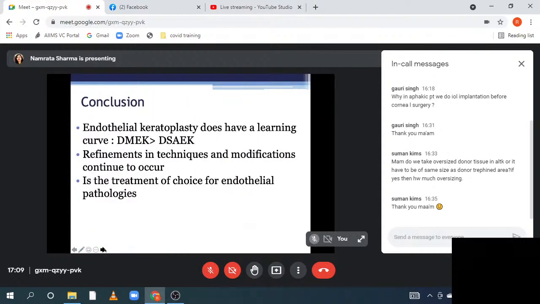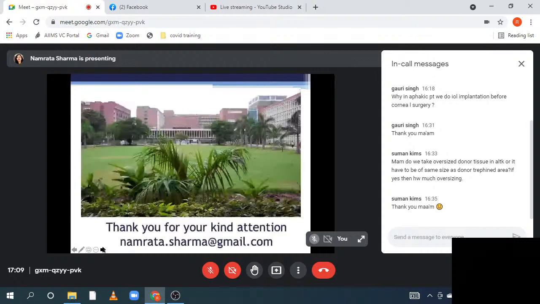So to conclude, endothelial keratoplasty does have a learning curve, and more so for DMEK than DSEK, but refinements and modifications in techniques will continue to occur, and it is the treatment of choice for all endothelial pathologies. So thank you very much for your kind attention, and if there are any questions, I would be very happy to take them.